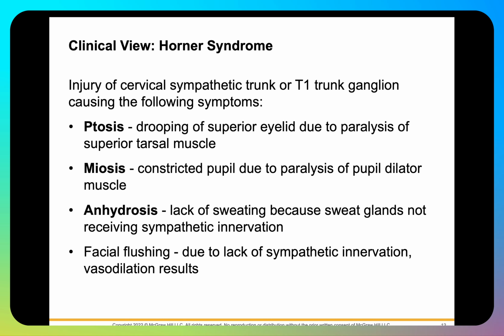If we look at anhidrosis, this is a condition when individuals lack the ability to sweat because sweat glands are not receiving innervation from the sympathetic nervous system. Quite often when someone is embarrassed, they will flush on the face, and that is due to the lack of sympathetic innervation causing vasodilation, so increased blood flow, hence the blushing.